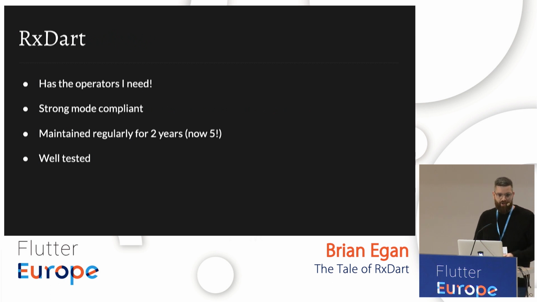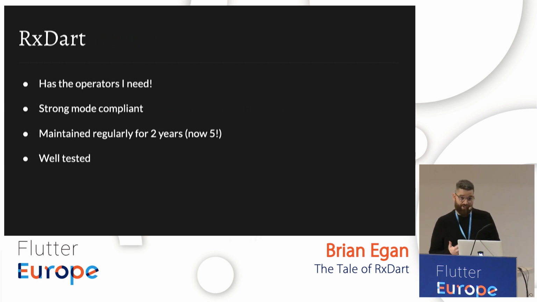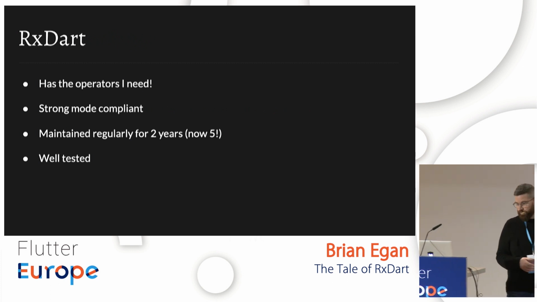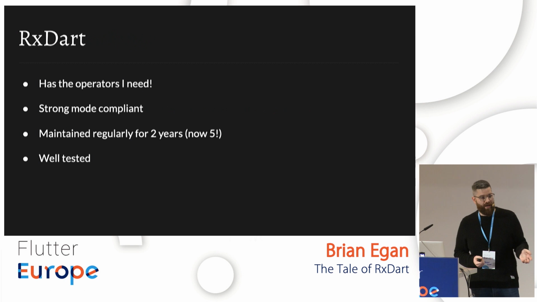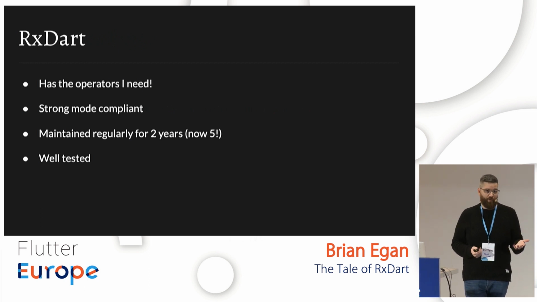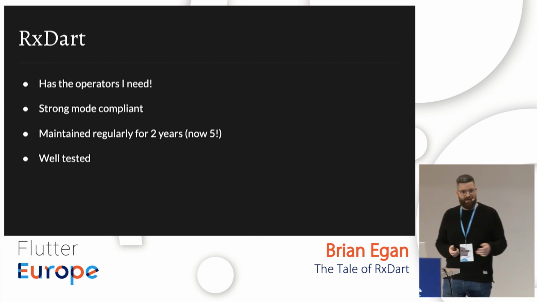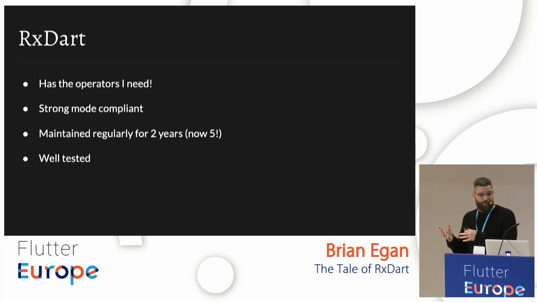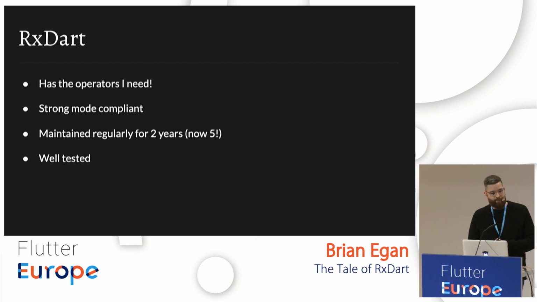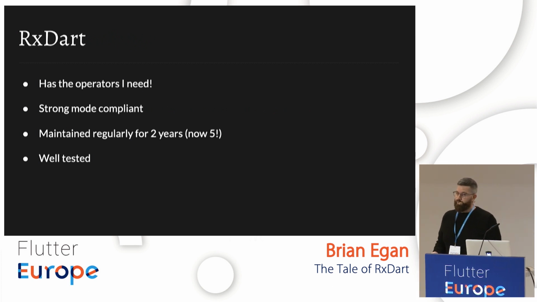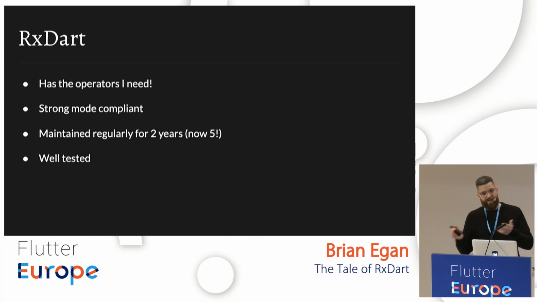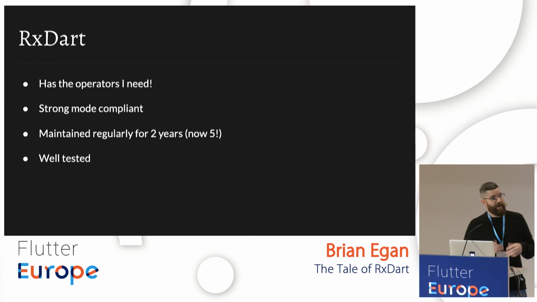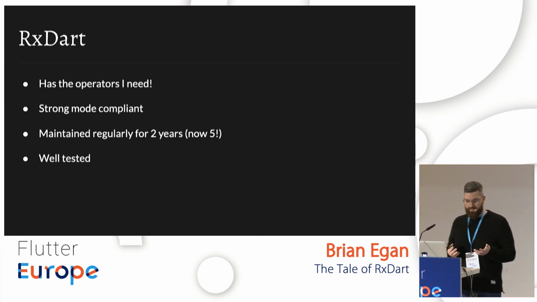So then I found RxDart and it had what I needed. It was strong mode compliant, which is really good. And it had been maintained regularly. And it was interesting because it actually started out as basically just a wrapper around RxJS. And so that's how it came up with the name RxDart, is that it was essentially just a Dart wrapper around the original JS library. But Frank, the original author, was doing a really cool migration, and he was migrating everything to be compatible with the Streams spec. And he had kind of rewritten the library in the last few months to make that work.